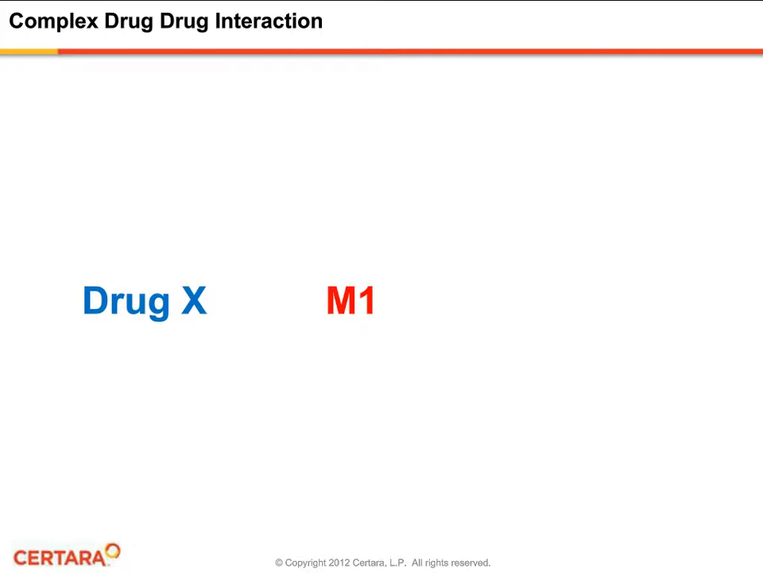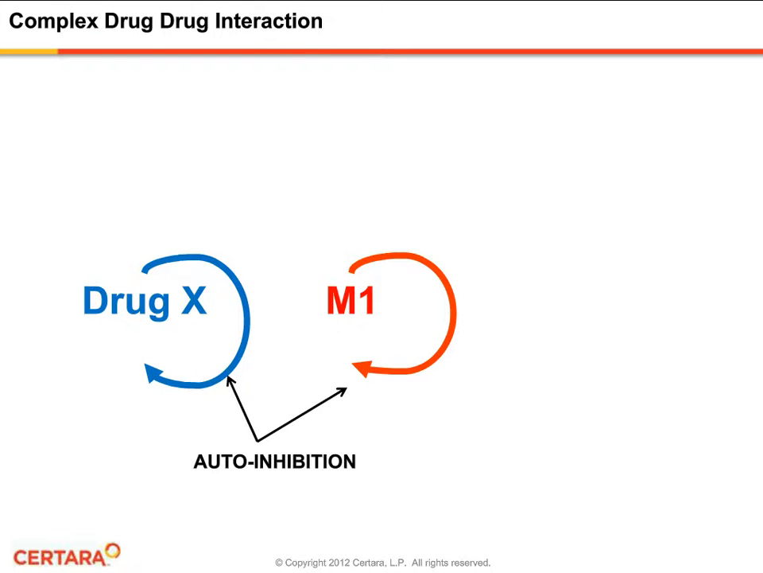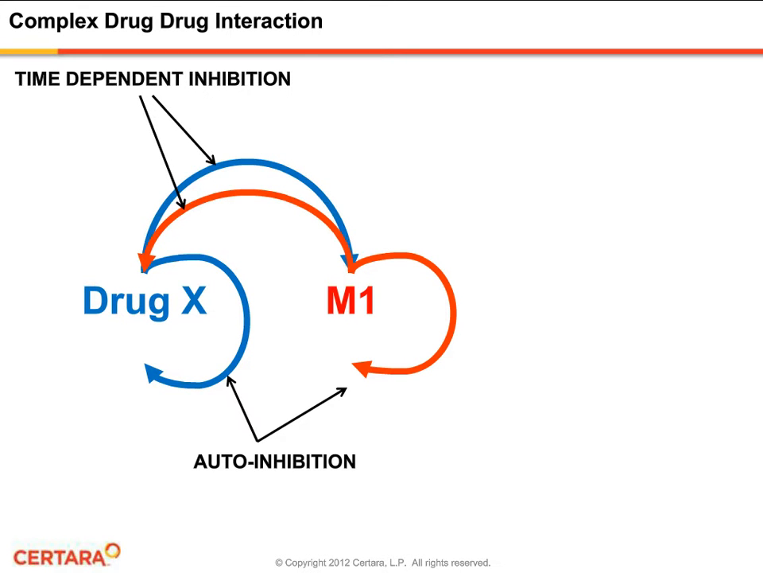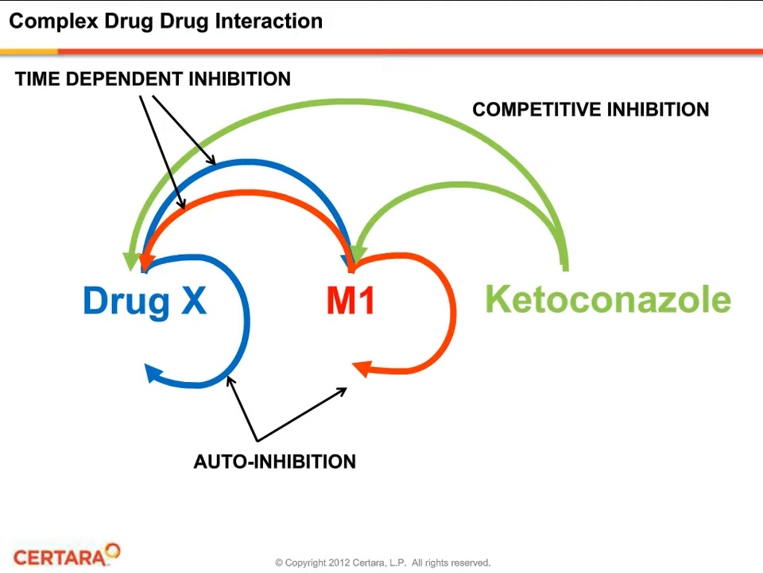So at this point, as I've mentioned, we have a model that works for a single ascending dose and multiple ascending dose. But now what we want to do is use this model to see whether we can recover the DDI data with ketoconazole. Obviously this is a complex drug-drug interaction because we're looking at the autoinhibition on drug X and M1. We're also having a look at the effect of the metabolite on the parent's metabolism and the parent on the metabolite inhibition. But then we're also building in the competitive inhibition by ketoconazole on the formation of the metabolite and also the clearance of the metabolite itself. So this is what we had to simulate.